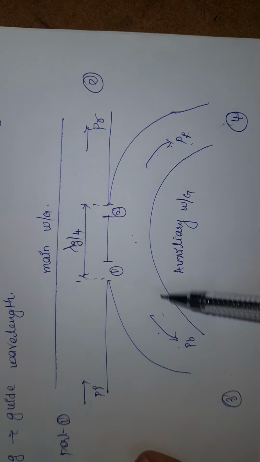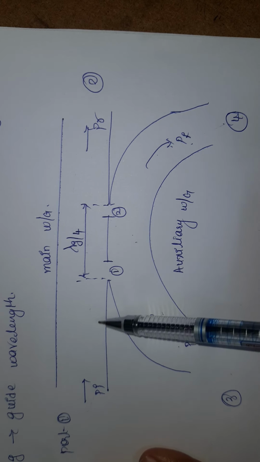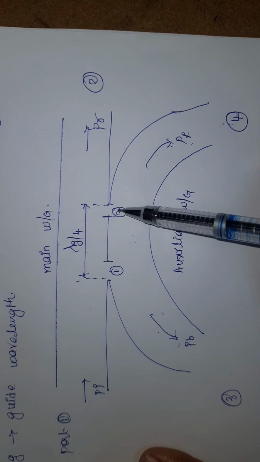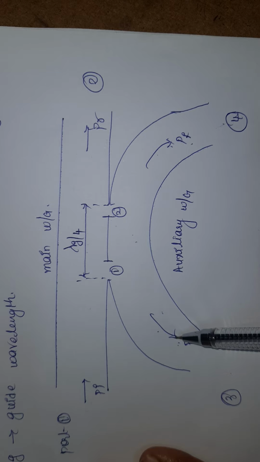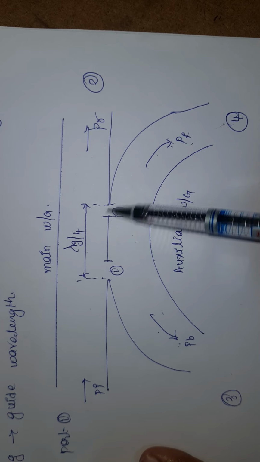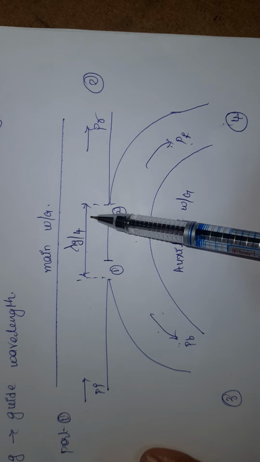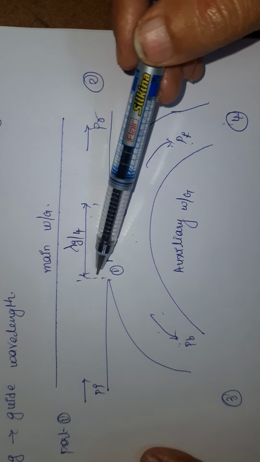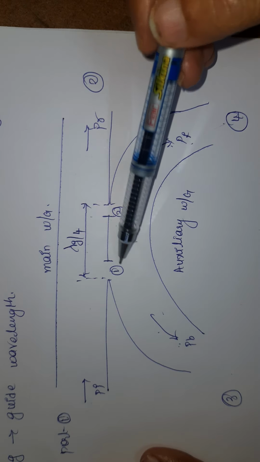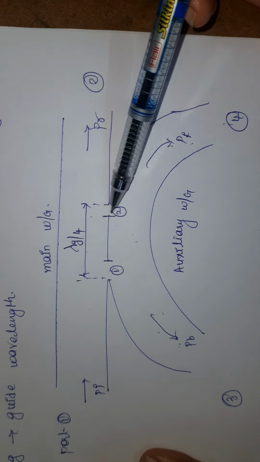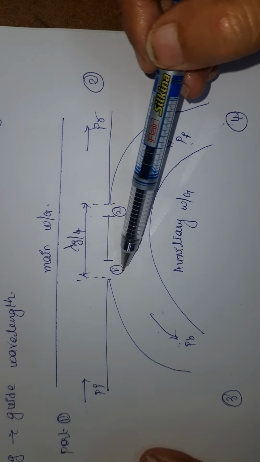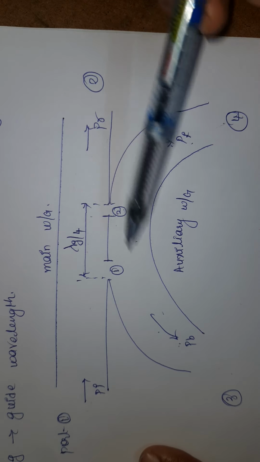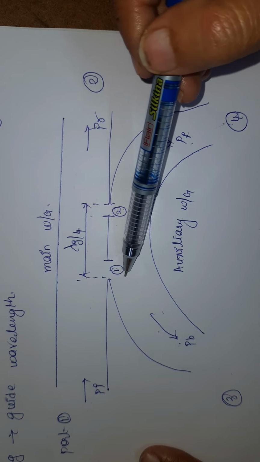At port 1, the incident power is split like this. At port 2 also the power is split like this. And the distance between these two holes is lambda g by 4. The powers coming out from these holes are called leakage powers. These two leakage powers from hole 1 and hole 2 are in phase at position 2, and out of phase at position 1.